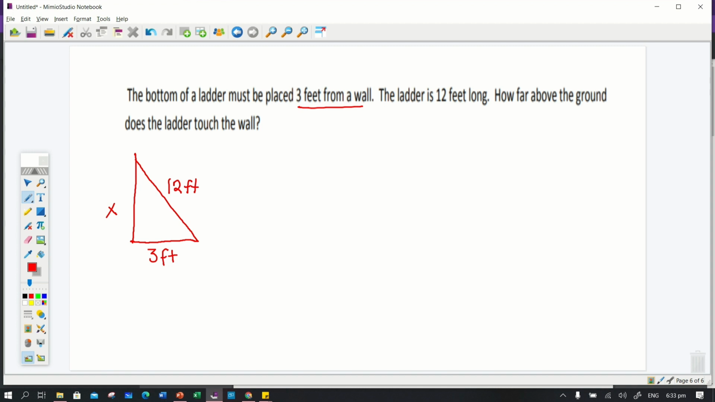The question is, how far above the ground does the ladder touch the wall? That is marked as X. Take note, it will form a right angle. Now, to solve for this, we're going to again apply the Pythagorean Theorem. So 12 feet here is our C, then X here is our leg A, and 3 feet is our leg B. By substitution from our formula, C squared is equal to A squared plus B squared. C is 12 squared is equal to A squared, so that is X squared plus 3 squared.